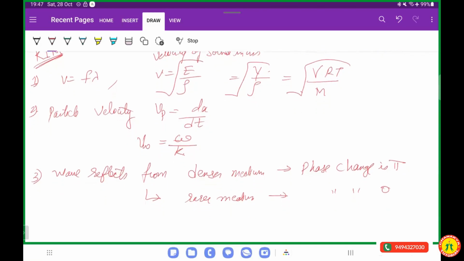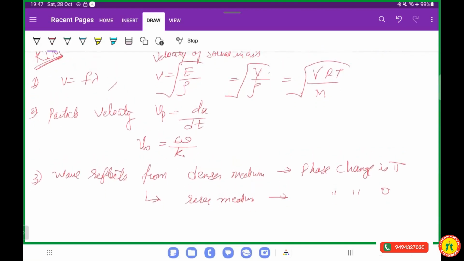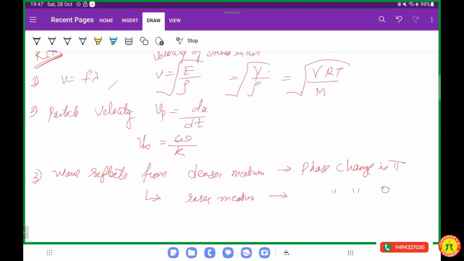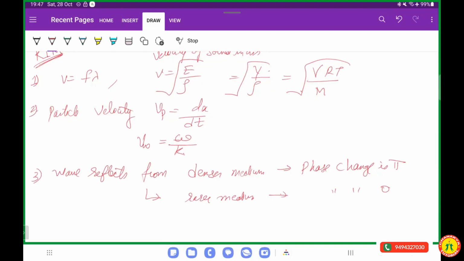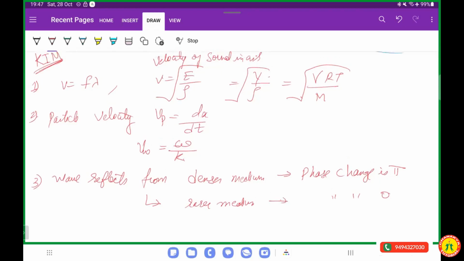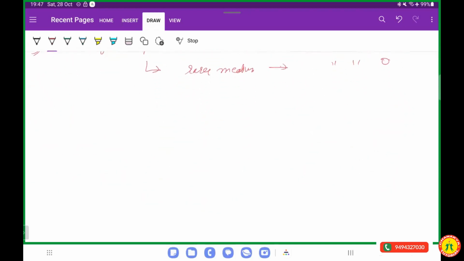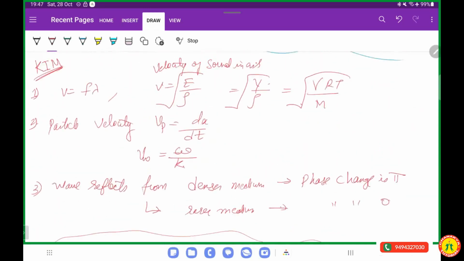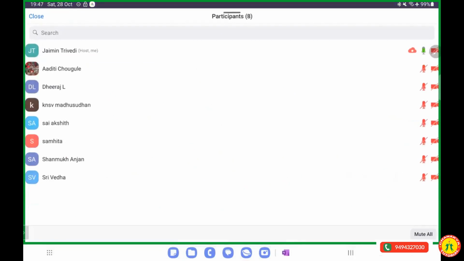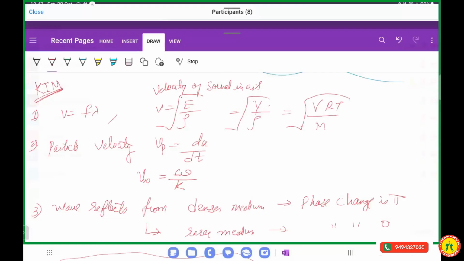Shall I scroll? What else can we write? I think that's enough for this. Let's do numericals. Is it done? Yes, sir. Okay.